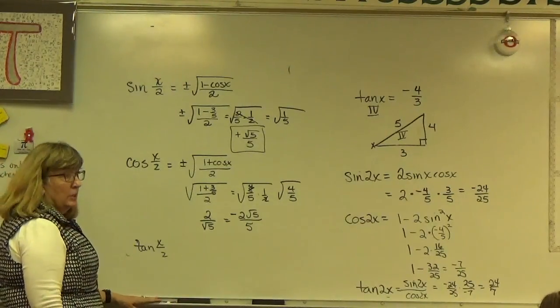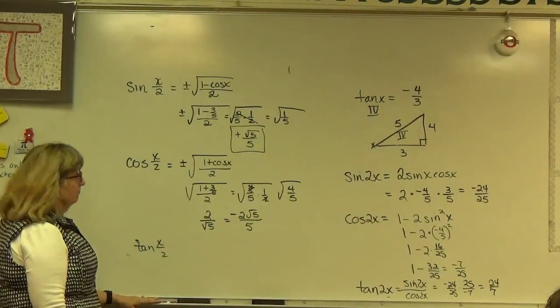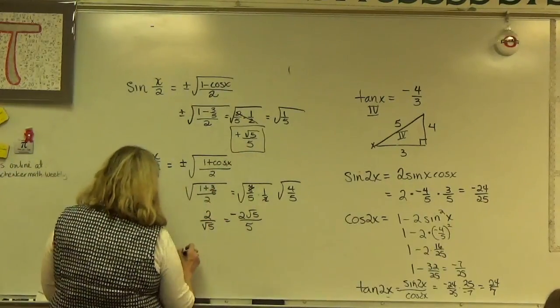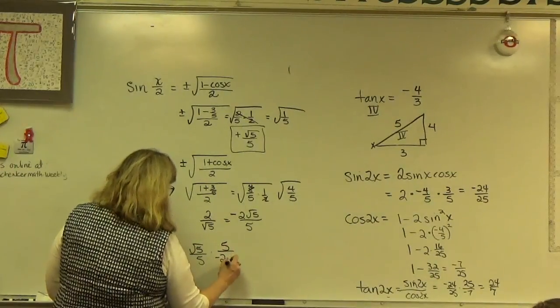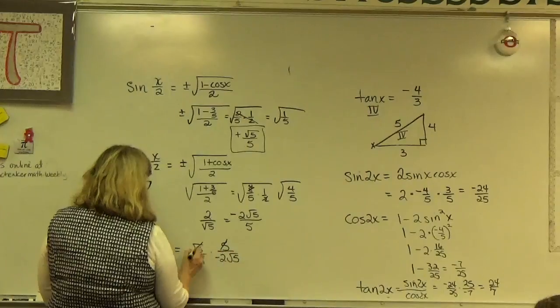Okay. Tangent, how do you get tangent? You divide. Divide the first. I put the right one on top, didn't I?